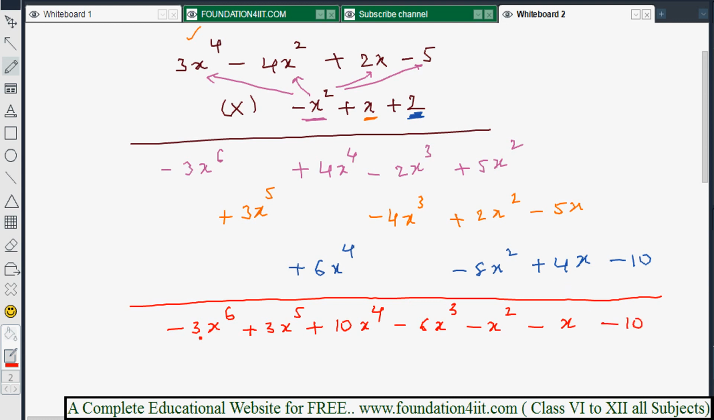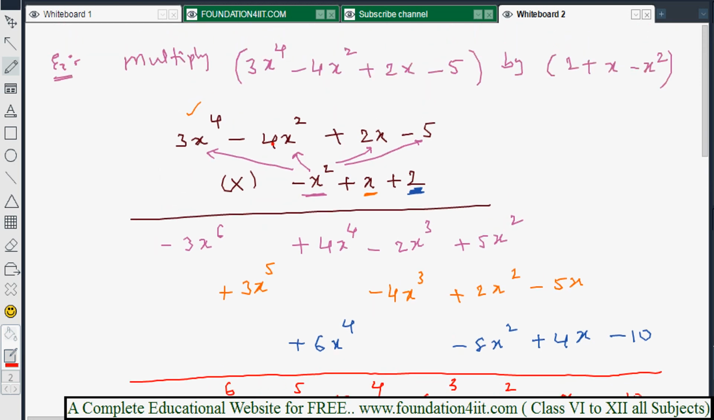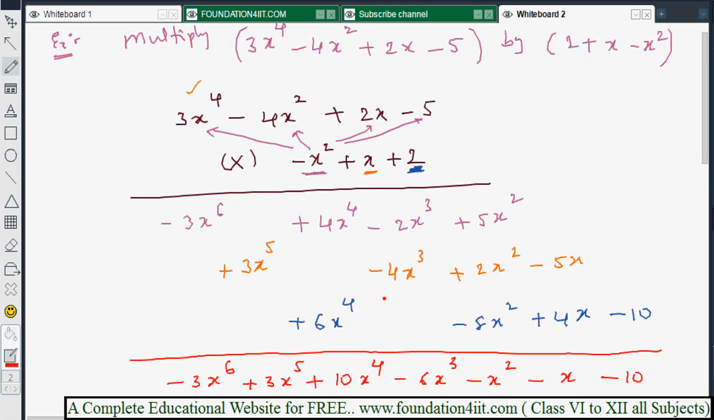That's it. So this is the product of these two polynomials. So this way each and everything: first multiply by minus x square, then followed by plus x and multiply by 2. Then, like polynomial addition, we only need to write the like terms, and then we can add one by one, simple. Fine. So this is the way we can do any multiplications.